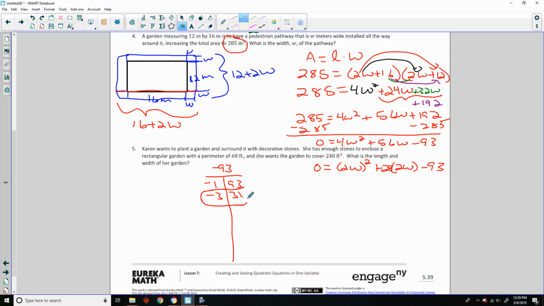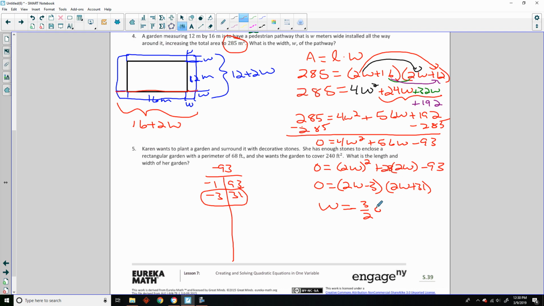There it is. So 0 equals 2w minus 3 times 2w plus 31. All right, so w equals, now if I just move this 2 underneath this, that would be the opposite sign, so it's a positive 3 halves. Do the math if you have to. Set 2w minus 3 equal to 0, add 3, divide by 2, and you get 3 halves.